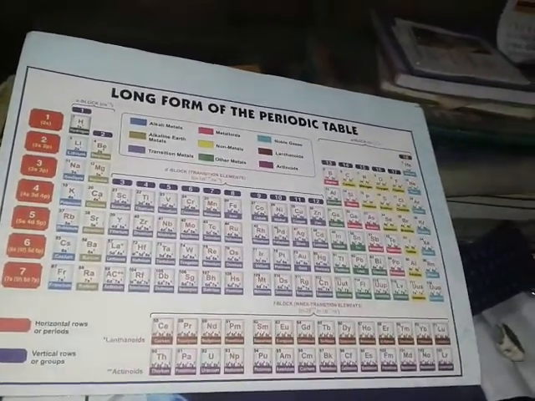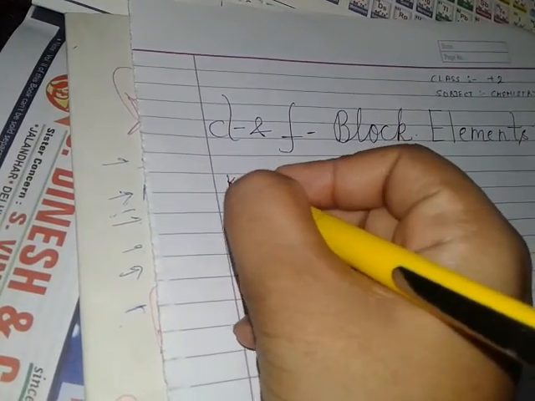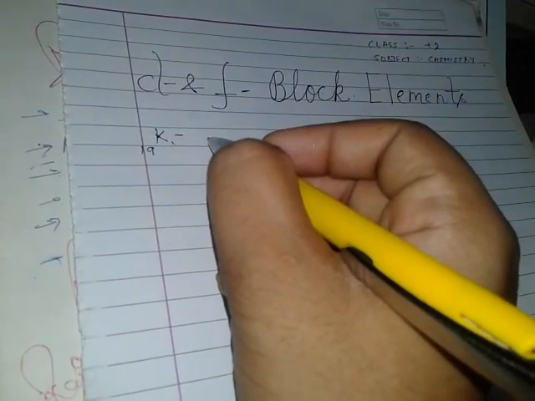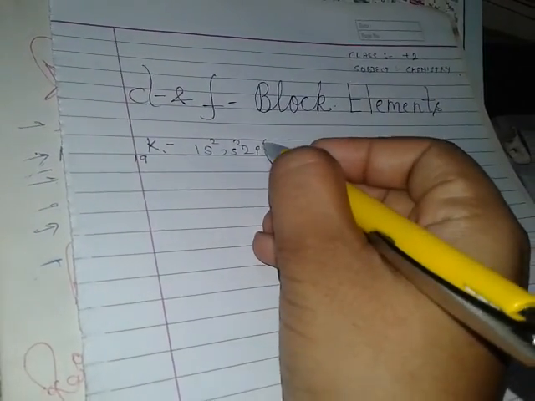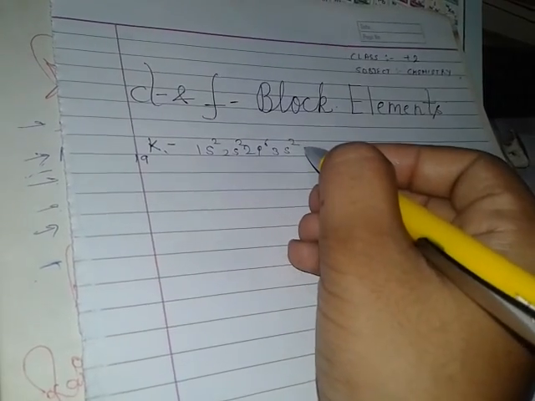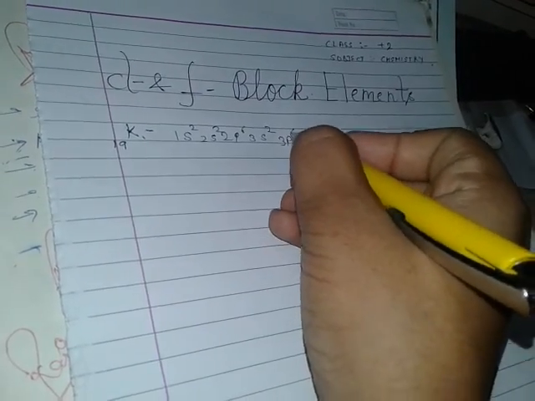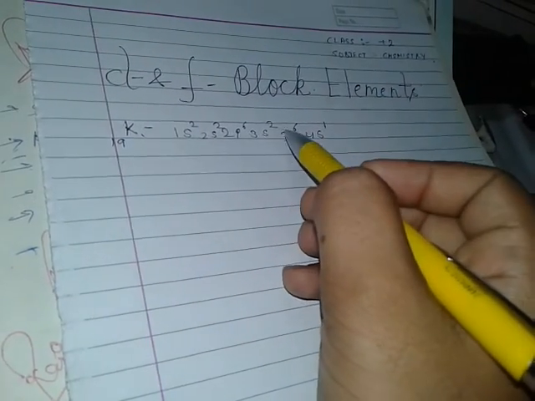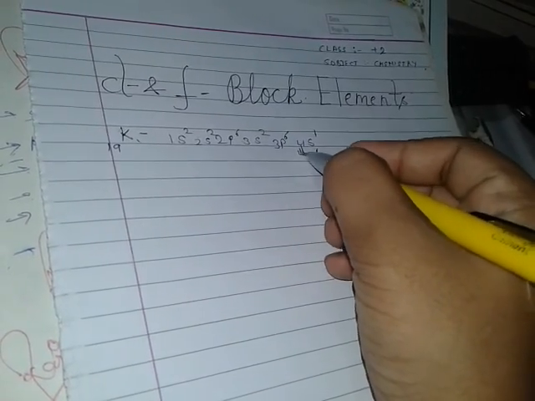Potassium's symbol is K, atomic number is 19. When we write its electronic configuration, we get 1s2, 2s2, 2p6, then 3s2, 3p6, then 4s1. So 10, 17, 18, 19. This last electron enters into the s orbital, so that's why they are placed in S block.